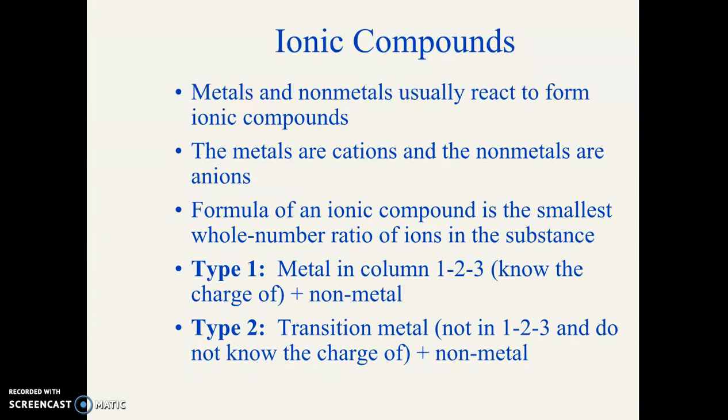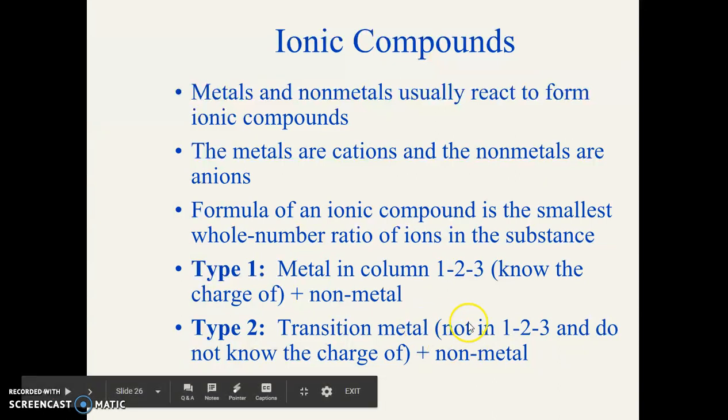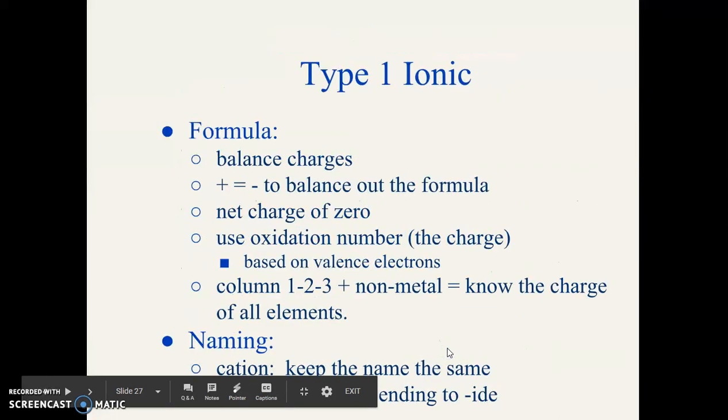A type 2 ionic compound is where you have a transition metal, a metal that's not in column 1, 2, or 3, and you don't know the charge of them. So those ones in the middle, as well as the ones underneath the staircase, and the inner transition metals on the bottom. They don't really follow the rules, so we don't know their charge. So that's going to be a type 2 ionic compound. And we have different rules for both of them. So we're going to go through the type 1 first, because they're kind of the easiest, most basic ones.